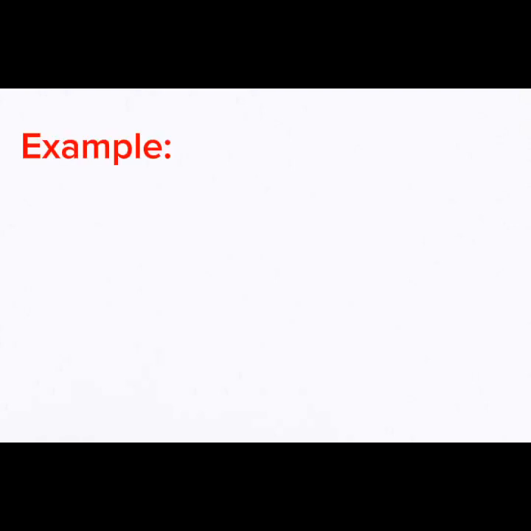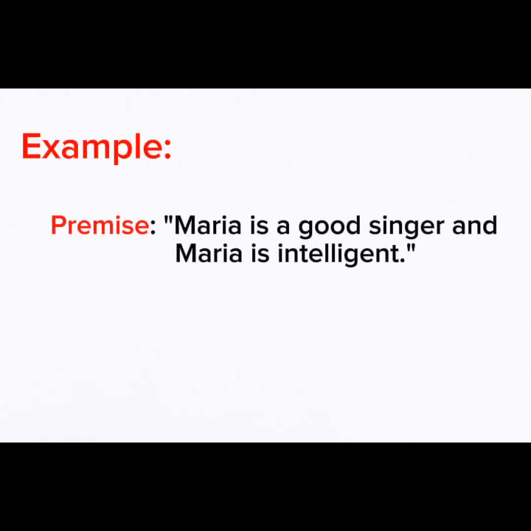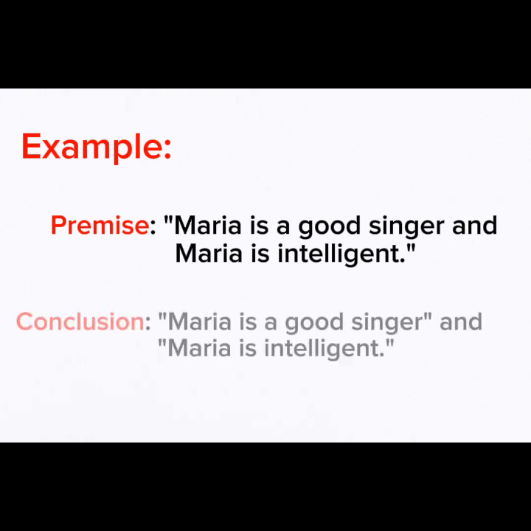Let me give you an example. Premise: Maria is a good singer and Maria is intelligent. Conclusions: Maria is a good singer, and Maria is intelligent. Using the simplification rule, we can derive the conclusions by breaking down the conjunction into its individual components. If we know that Maria is both a good singer and intelligent, we can infer that she is a good singer and she is intelligent.